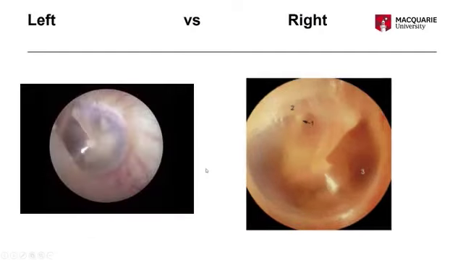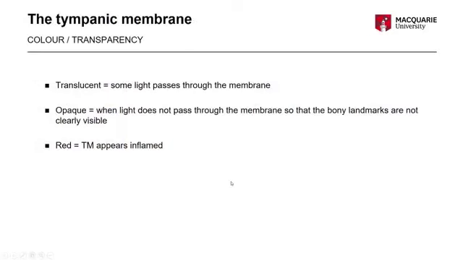I actually find the easiest way to tell left from right is to look at where the cone of light is. So in the right ear, the cone of light is on the right side, and in the left ear, the cone of light is on the left. Some people prefer to look at the handle of the malleus, and it creates a bit of an L shape, so L for left. It really depends on the ear, though, as to whether or not that's a salient feature. So I like to use the cone of light, but you will get used to how you like to remember.